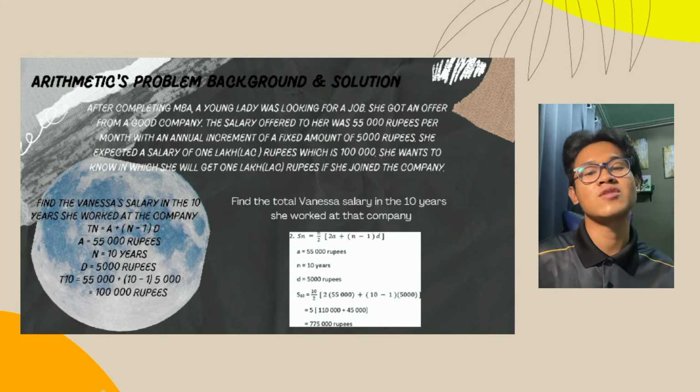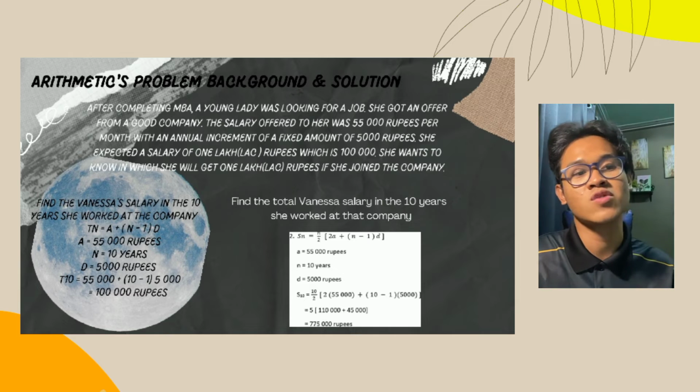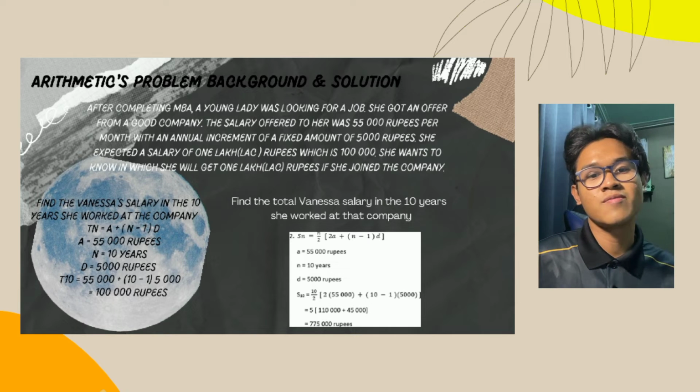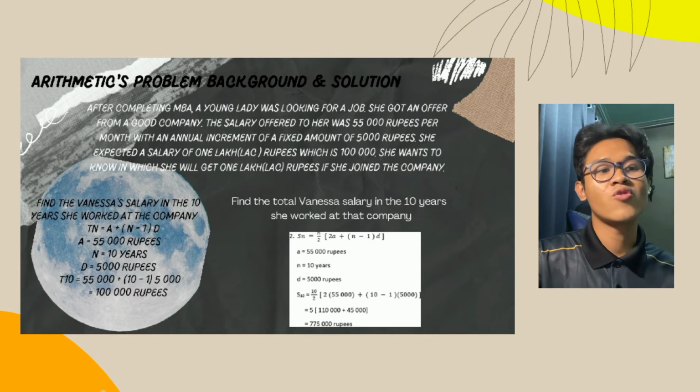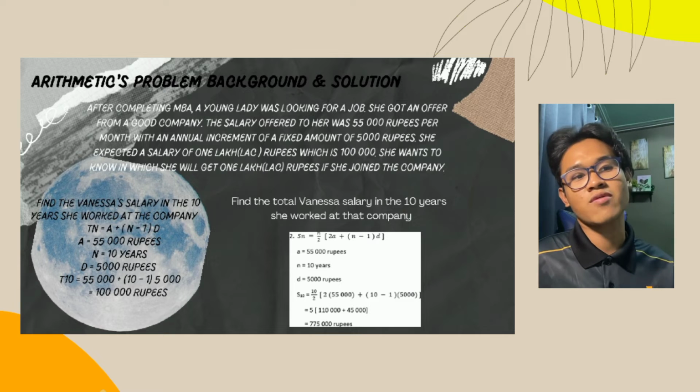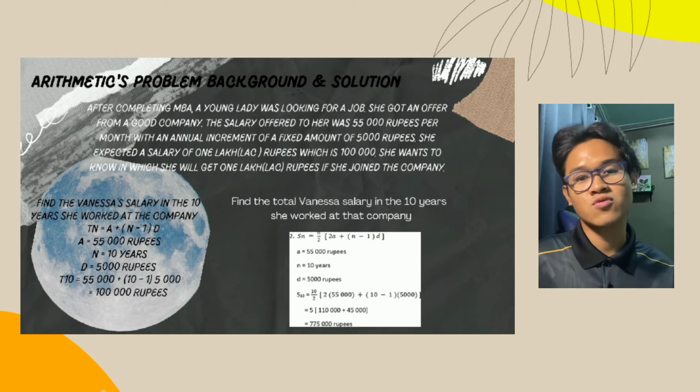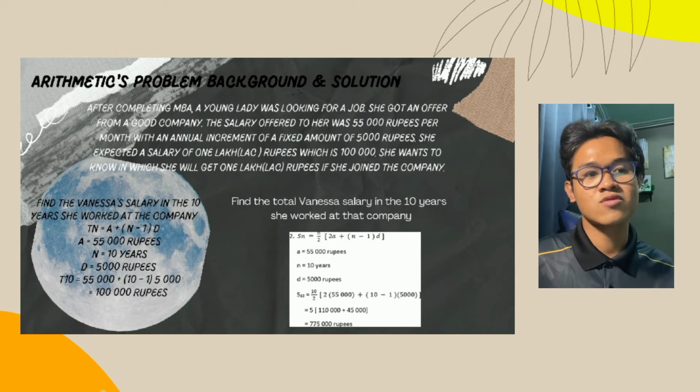The question is: find the total of Vanessa's salary in the 10 years she worked at the company. So the formula we can use is Sn equal to n over 2 bracket 2a plus n minus 1 times d, where a is the first term. So a equal to 55,000 rupees, n equal to 10 years, d equal to 500 rupees.